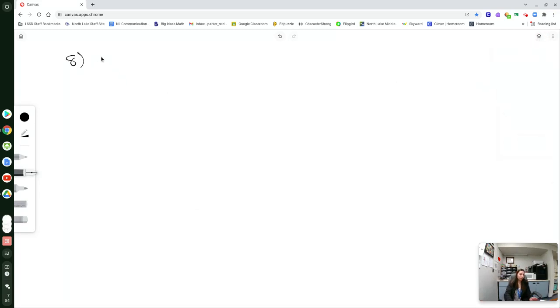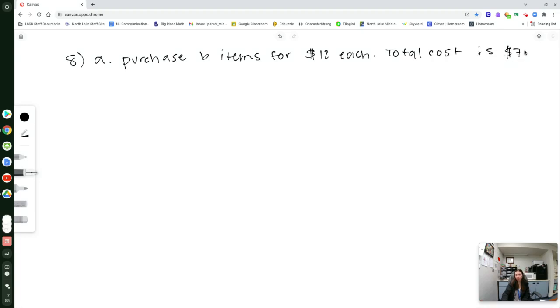And our last question, question 8, has 2 parts. So part A, they tell us that you purchase B items for $12 each, and that the total cost of those items is $72. And part A wants us to write an equation that we could use to find B, to find the number of items. So let's think about this.